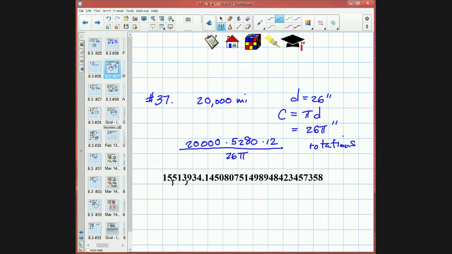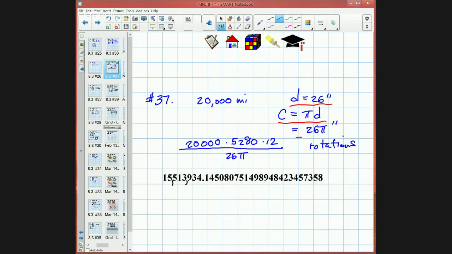Okay. In 36, they told you about the tire's diameter being 26 inches. And it wants to know how many revolutions the tire makes in one mile. And then we're supposed to go further and say how many tire rotations there are in 20,000 miles. Well, in order to find how many tire rotations are made, we have to find out how much is one rotation. So we take the diameter of 26 and we plug it into our good old circumference formula.